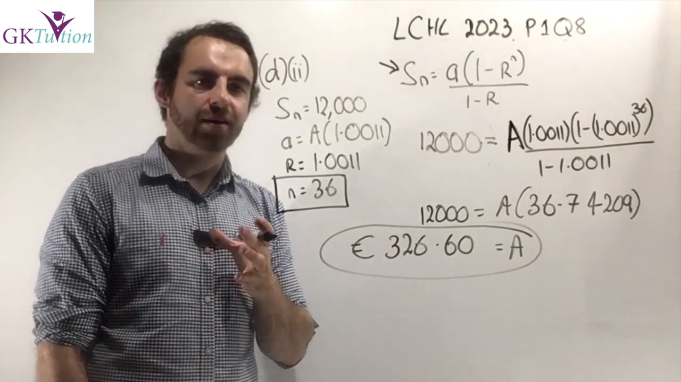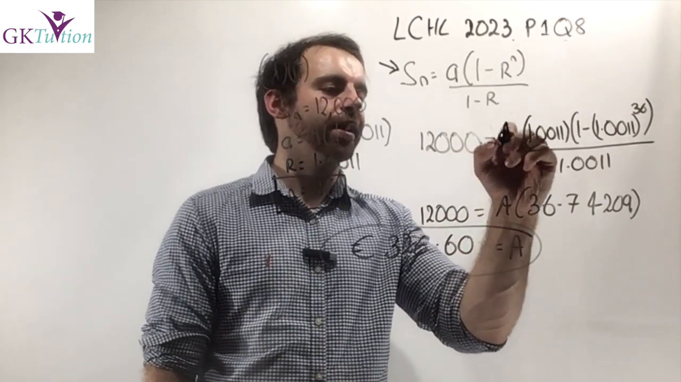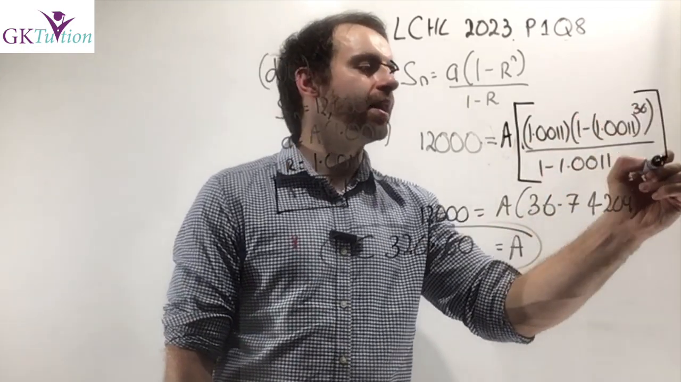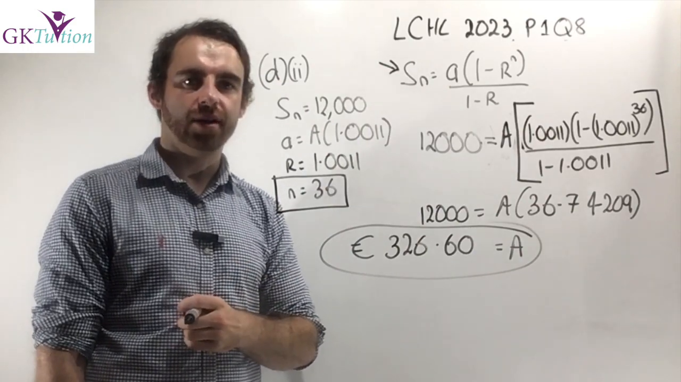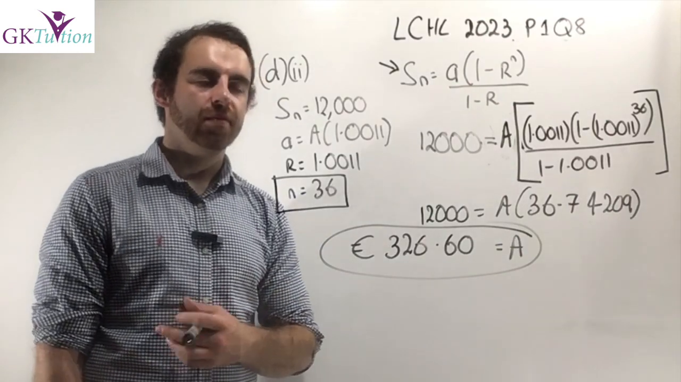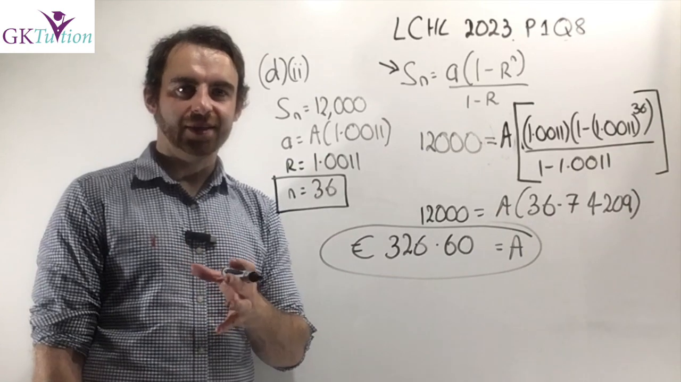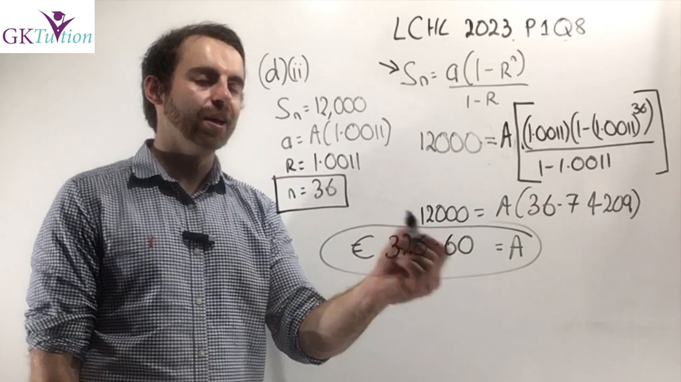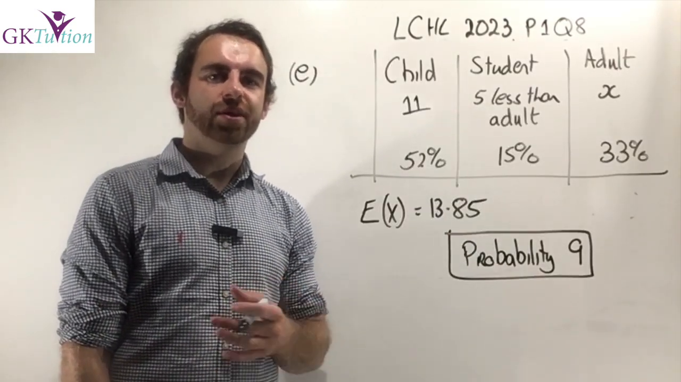Now you can actually do the calculator work very easily here. The way I want you to imagine it is you can factorize out the capital A, and everything else on the right hand side is just numbers. So you can plug all of that straight into your calculator. When you do that, you get 36.74209. If you divide both sides by that number, you end up with your final answer, A. The amount that Rowan has to invest at the start of each month for 36 months is €326.60.